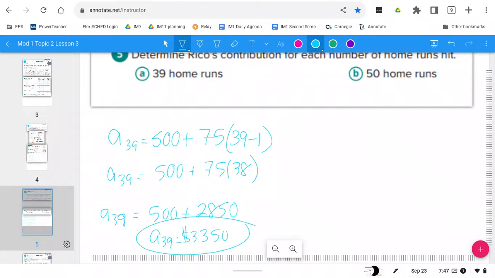You're plugging in 50 this time. You should get $4,250.